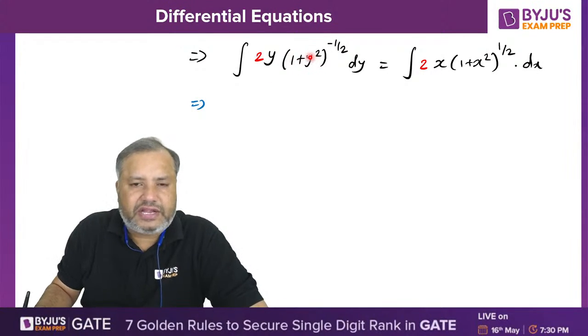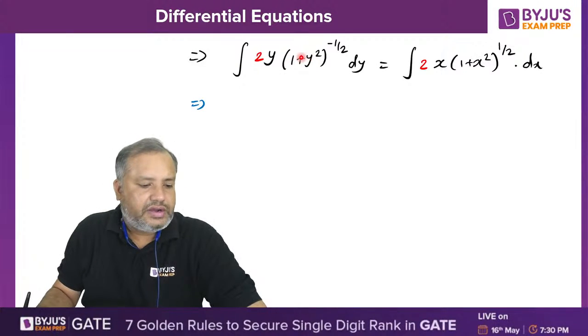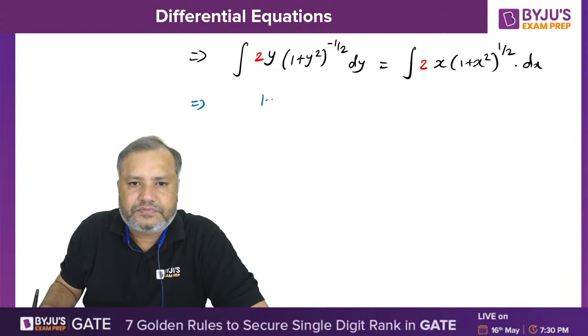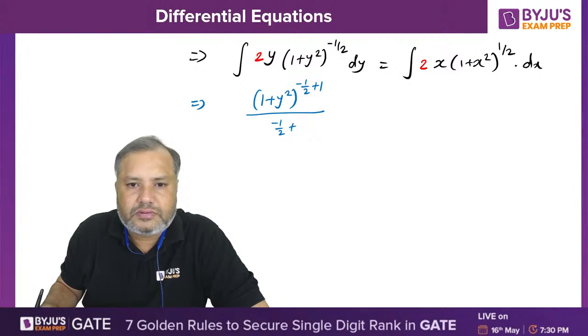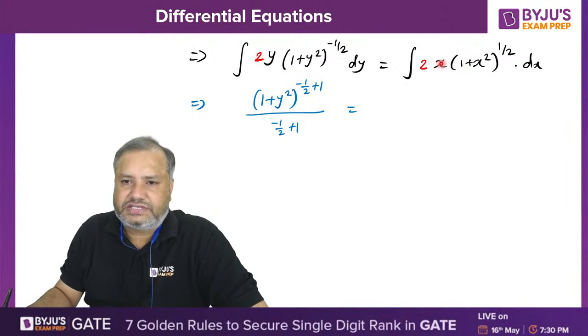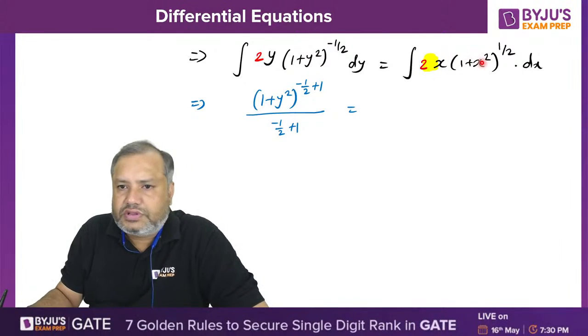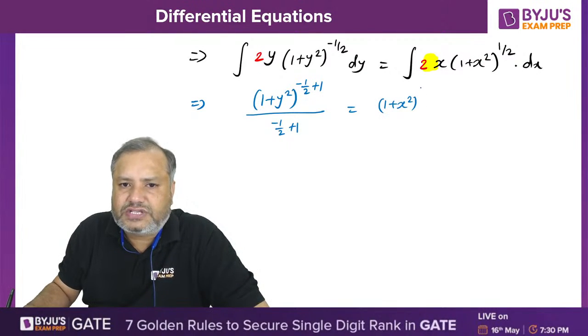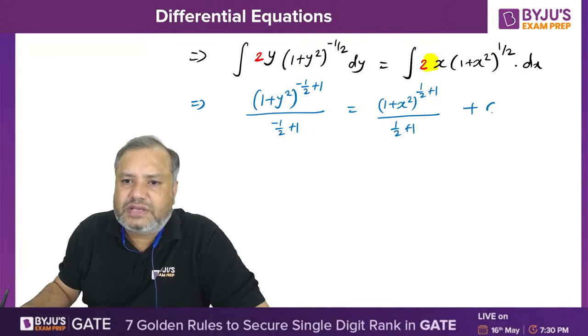What is the derivative of this bracket? Derivative of 1 plus y square is twice y. So the answer of this integration will be bracket to the power n plus 1 upon n plus 1. Here n is minus 1 by 2, so bracket to the power n plus 1 upon n plus 1. What about in this case? The derivative of this bracket is 2x. So the answer will be this bracket to the power 1 by 2 plus 1, and the denominator is also 1 by 2 plus 1, plus some constant c.